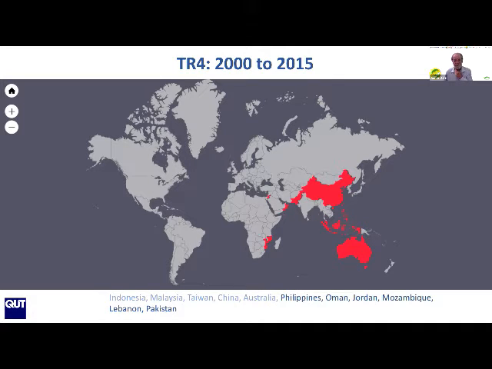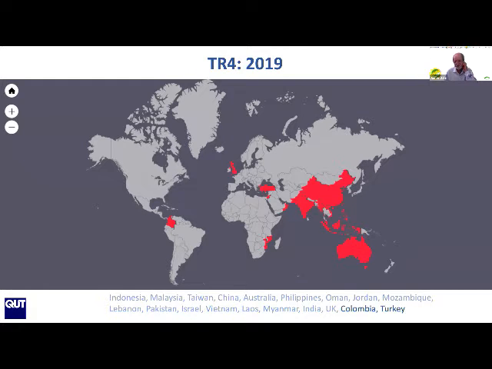Then 2000 to 2015 was a period of quite dramatic increase because we saw the Philippines reporting it, Oman, Jordan, Lebanon and Pakistan. But very importantly, you'll see there the first outbreak in Africa, and that's down in Mozambique. Then we go to 2018, so not much later, and now we see that Israel's reported it, Vietnam's reported it, Laos, Myanmar, India, and interestingly in the UK, not a big banana producer. And then 2019, a lot more movement, but also very importantly into Colombia and also in Turkey.